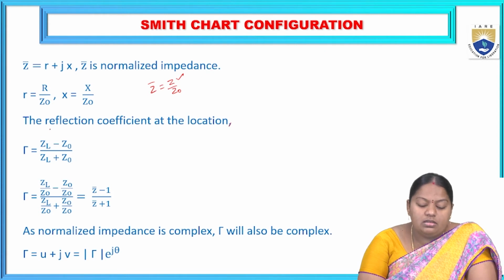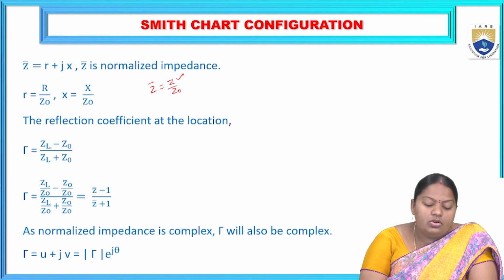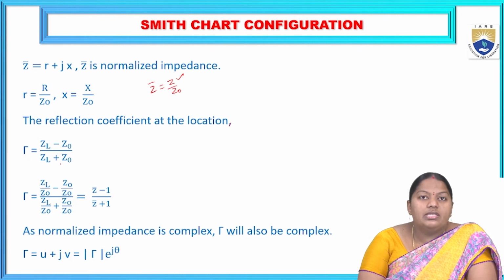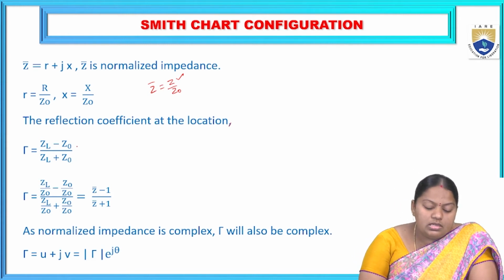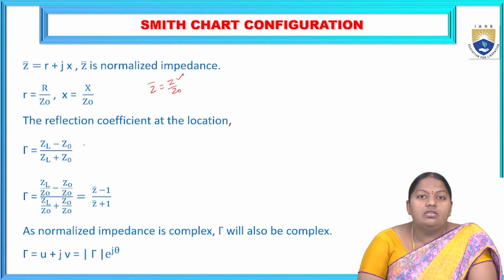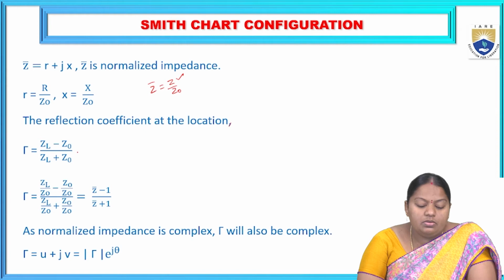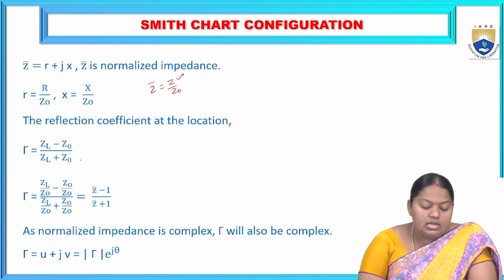Now first consider the reflection coefficient at the location on the transmission line. The notation for reflection coefficient is gamma, and it is given by ZL minus Z naught by ZL plus Z naught, where ZL is the load impedance of the transmission line and Z naught is the characteristic impedance of the transmission line. Right? So consider this as the formula for reflection coefficient at the location on the transmission line, that is gamma equal to ZL minus Z naught by ZL plus Z naught.